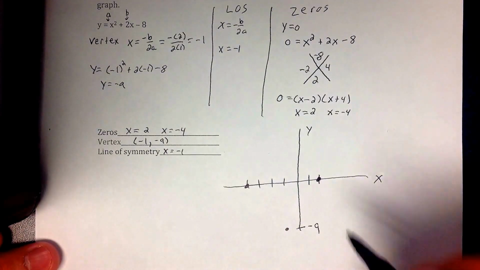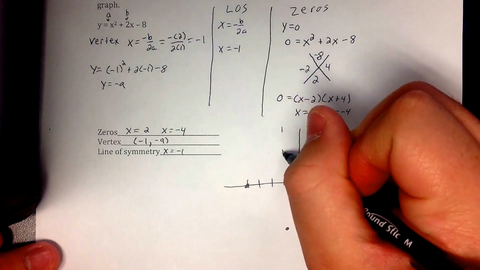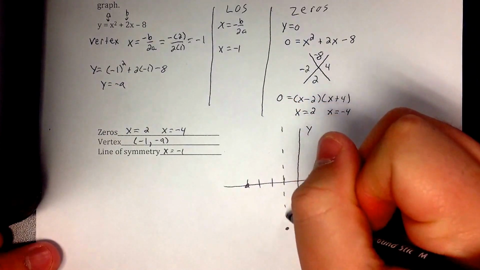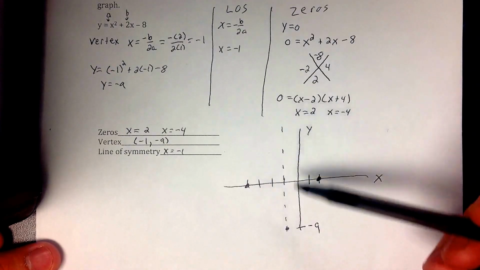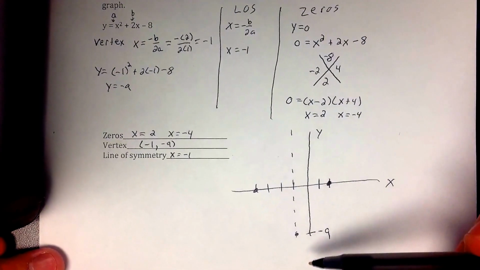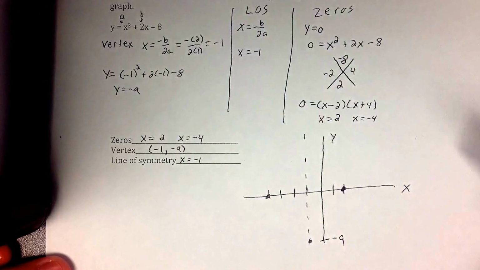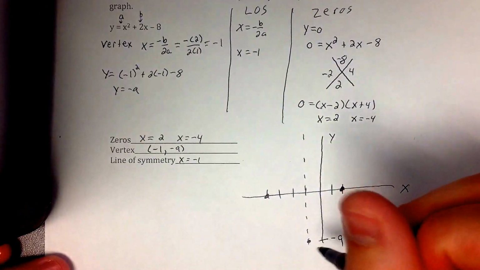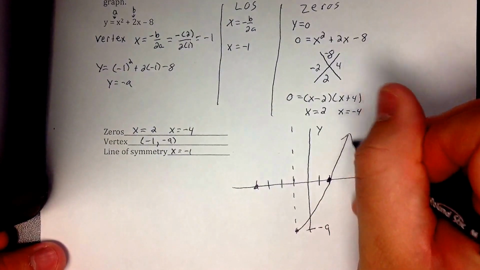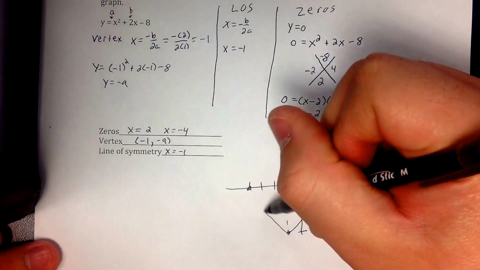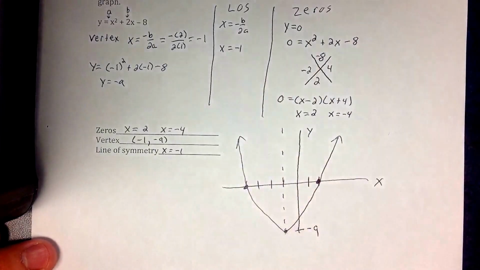Now your line of symmetry again is that vertical line, and it's kind of imaginary, it's not really on the graph, but we draw it anyway. So it's that vertical line that goes through the vertex that mirrors the parabola on both sides. So once we have all that drawn, we can draw our parabola.